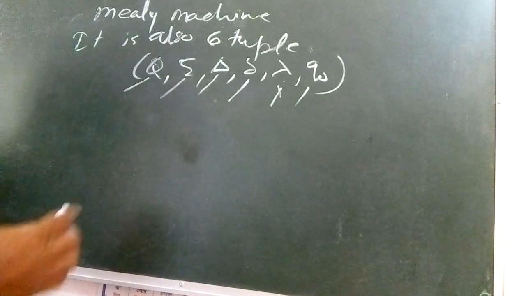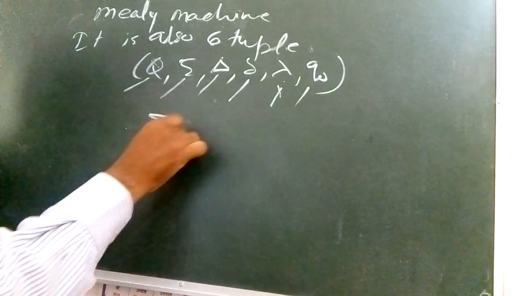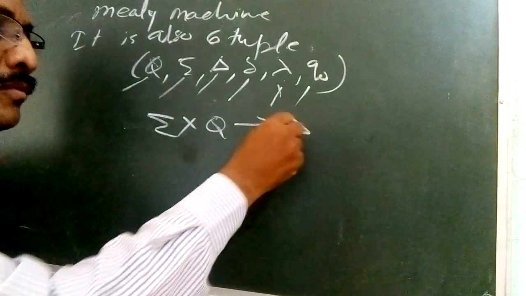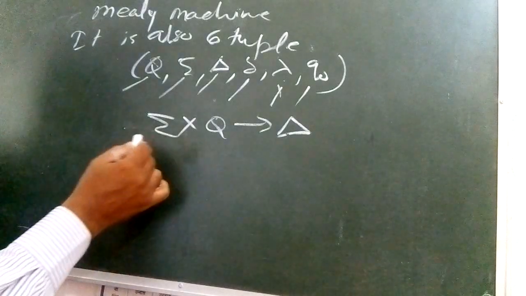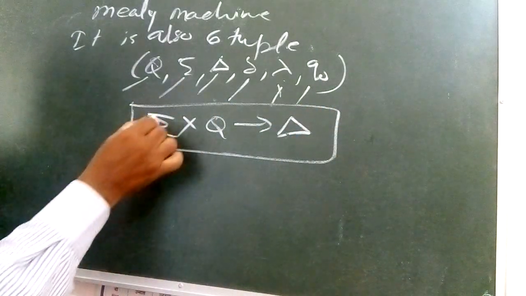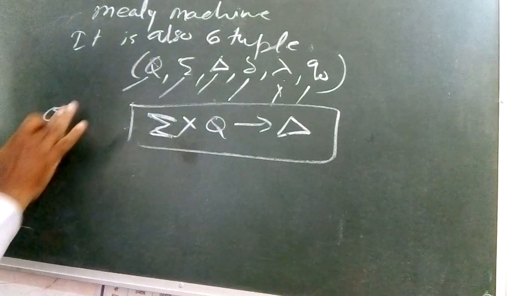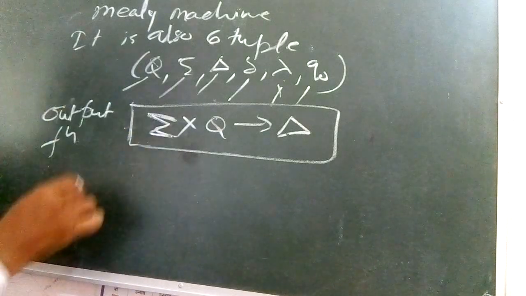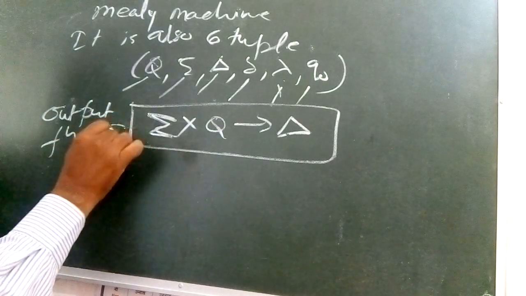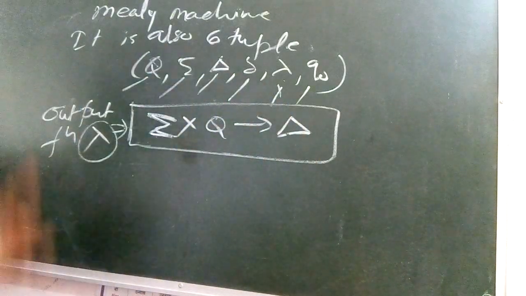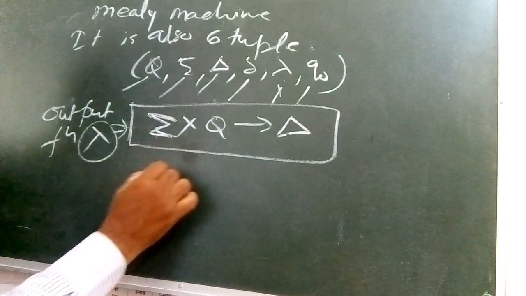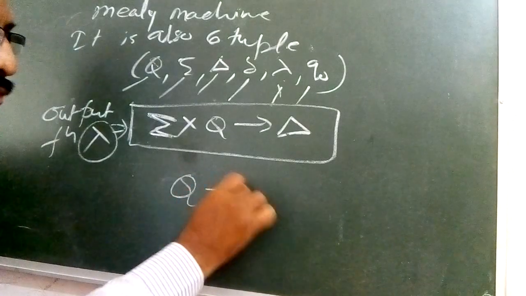The output function will map sigma cross Q into delta. In Mealy machine, the output function lambda will map sigma cross Q into delta. This is the main difference between Mealy and Moore machine. And Moore machine will map Q into delta.